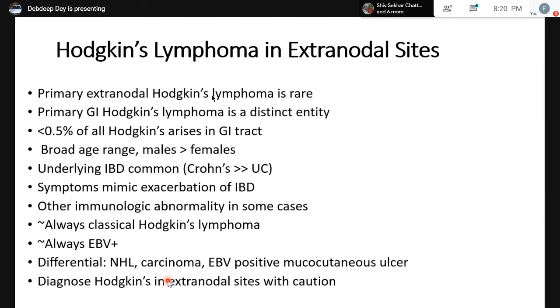The differential diagnosis is broad again: one is non-Hodgkin lymphoma, one is carcinoma, and one is EBV positive mucocutaneous ulcer. Again, you have to look at the picture in its totality, whether other features of NHL or carcinoma or EBV positive mucocutaneous ulcer are present, and diagnose Hodgkin's lymphoma in extranodal sites with extreme caution.